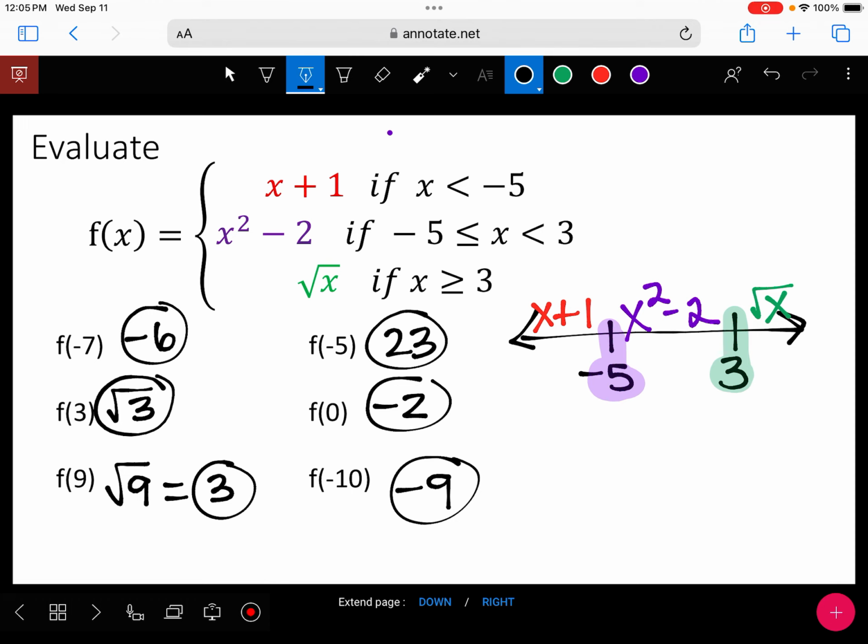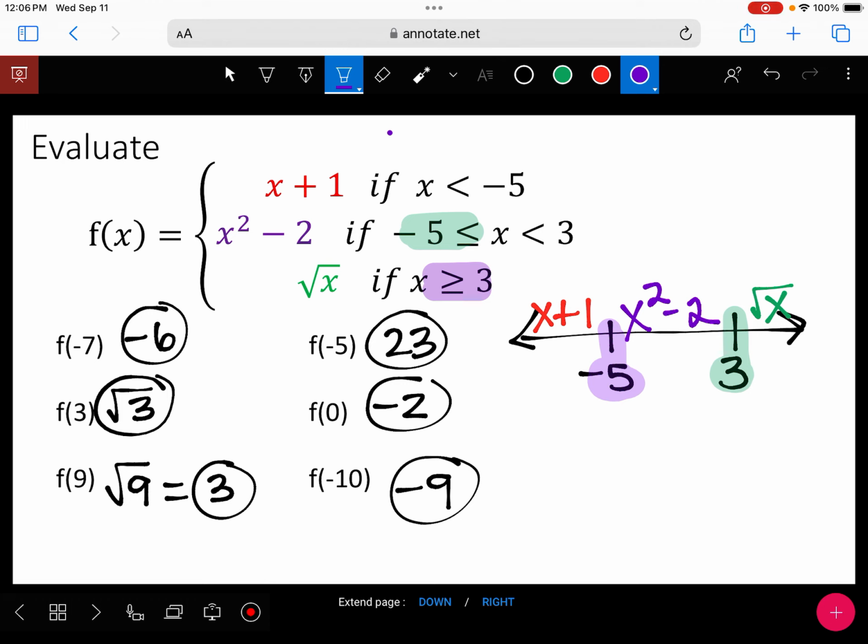Raise your hand if you got at least 4 right. Any questions? Yes, Lauren. So if it's like -5 or 3, you tell us to go to the one that's equal to. So when you look at the rule, do you see how this is the equal to? So that's why I can't use this top one, because that's not equal to -5. You have to look at which inequality is equal to know what function you're going to use.